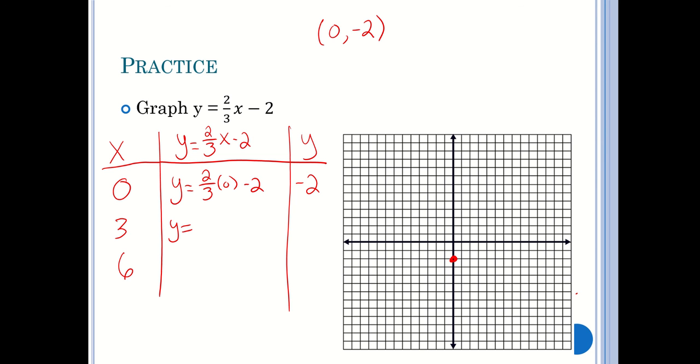So y equals, pause the video now and work this out on your own if you haven't already done this, but 2/3 multiplied by 3 minus 2. Now, 3 divided by 3 is 1. 1 times 2 is 2. 2 minus 2 is 0. I'm going to do that again. I'll do it another way. How about this? 3 times 2 is 6. 6 divided by 3 is 2. 2 minus 2 is 0. So either way, you get 3, 0. 1, 2, 3, 0 is right there.